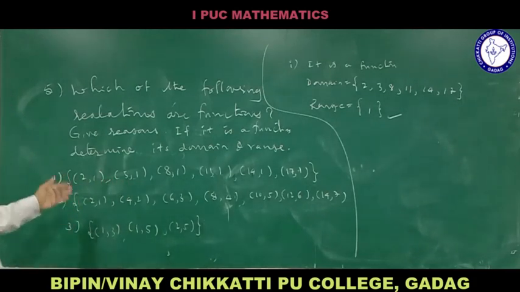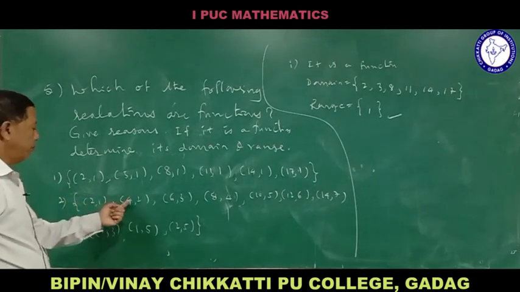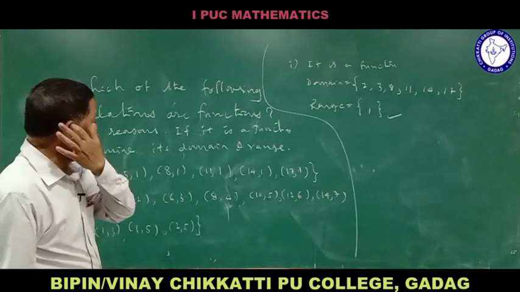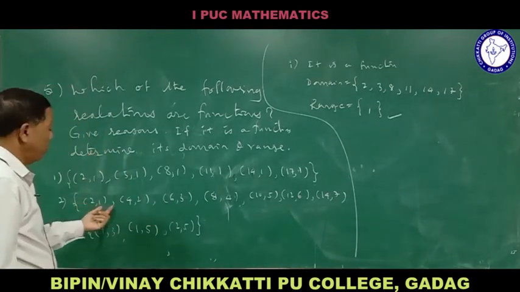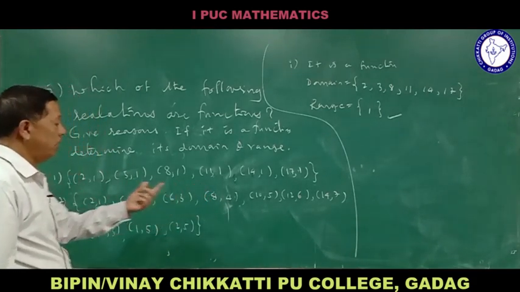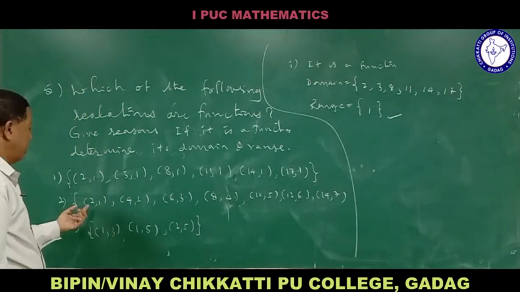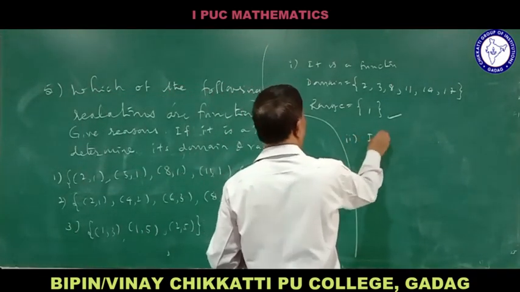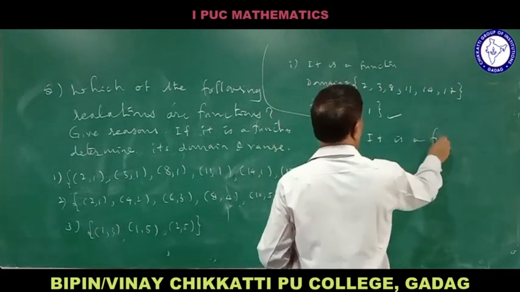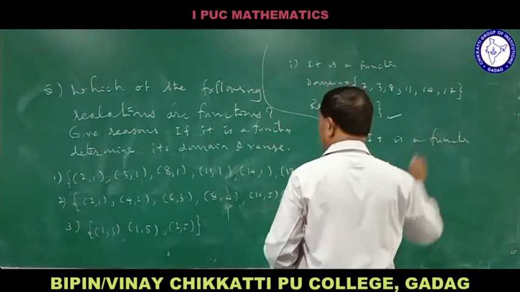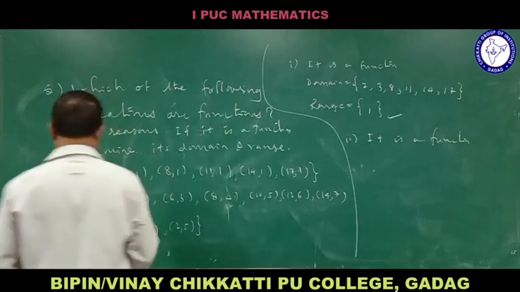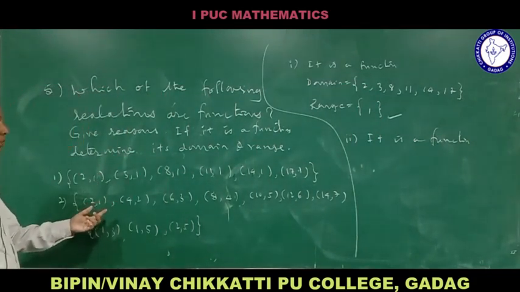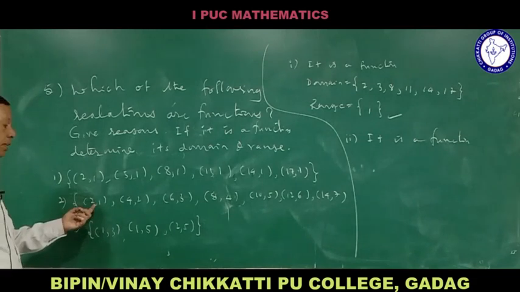Okay. Now next you see 2, 4, 6, 8 and 10, 12. Here also it is a function because no two distinct ordered pairs have the same first element. And then what are the domain? Yes, the second is also a function. Definition you have to say: no two distinct ordered pairs have the same first element. Then it is a function.